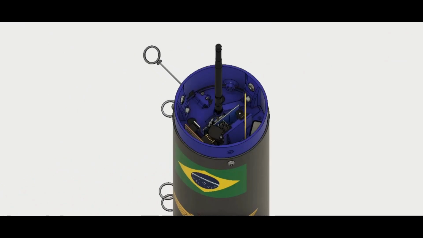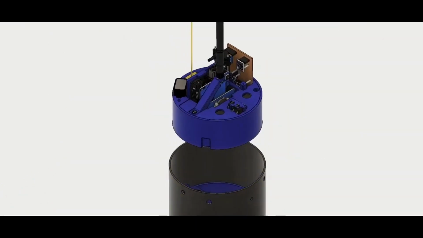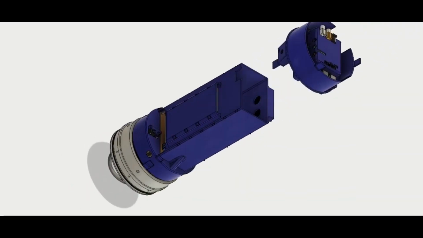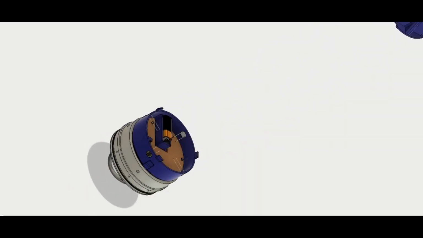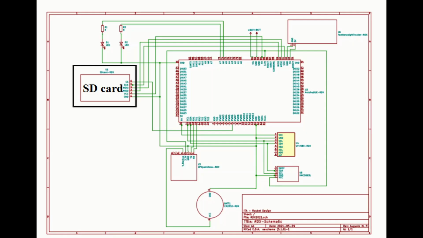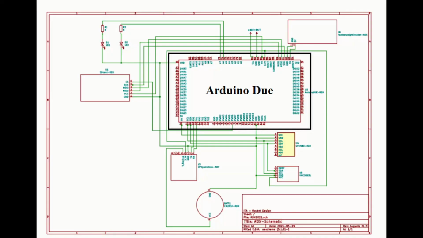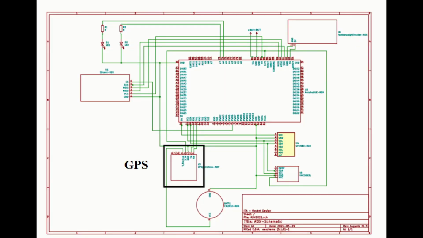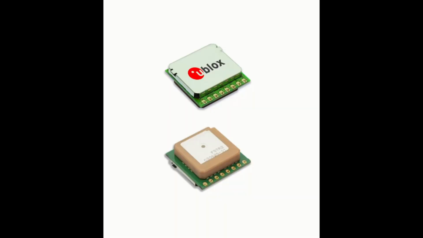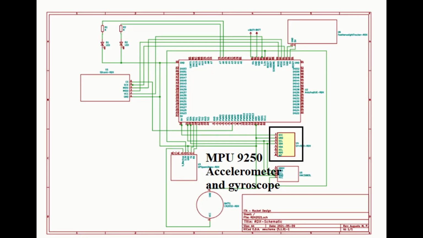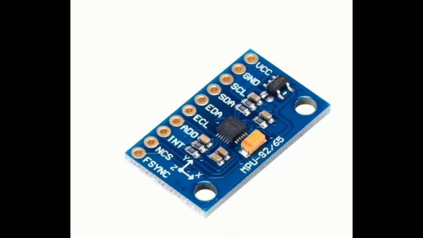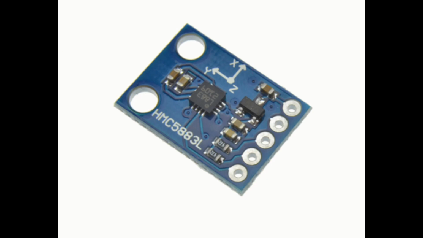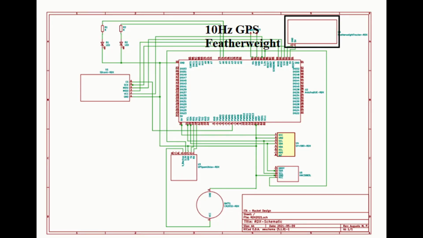Avionics are responsible to gather and store accurate flight data such as position, trajectory, and velocity, and to transmit the real-time location to the recovery team on site. The diagram shows what we assembled: an Arduino Duo, a GPS, an accelerometer and gyroscope module, a magnetometer, and a featherweight tracking system.